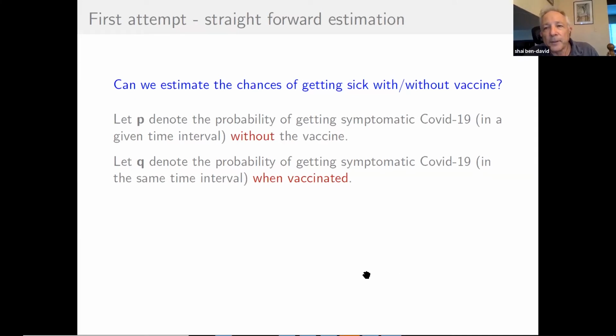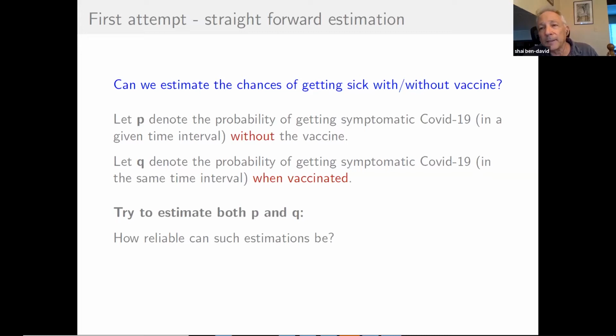So the natural question to ask is, can we estimate the chances of getting sick if you get the vaccine compared to your chances of getting sick if you didn't get the vaccine? Let me introduce my first notation. Let P denote the probability of getting symptomatic COVID without the vaccine. So remember, P stands for placebo. And Q is the probability of getting symptomatic COVID when you're vaccinated. So Q is for vaccinated. Okay, so we have this notation, and we would like to estimate P and Q. What are your chances of getting sick?